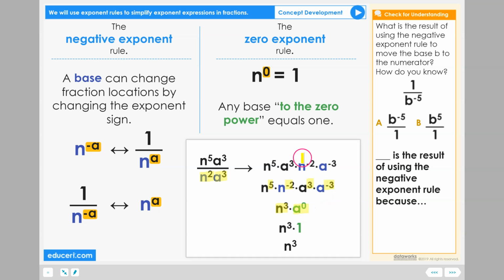And that brings us to the next rule on the page, the zero exponent rule. Any base to the 0 power equals 1. So a to the 0 power becomes just a 1. N to the third times a to the 0 power becomes n to the third times 1. And that is just n to the third.